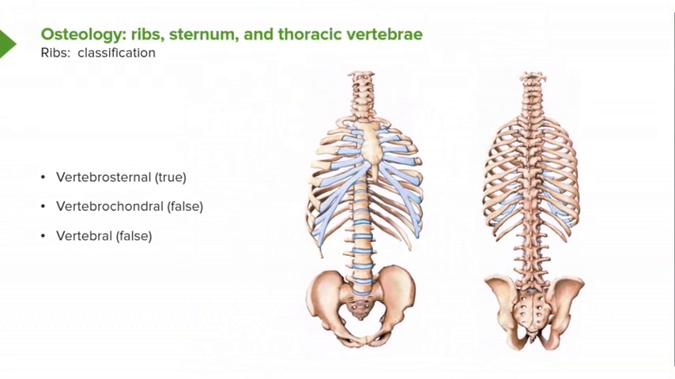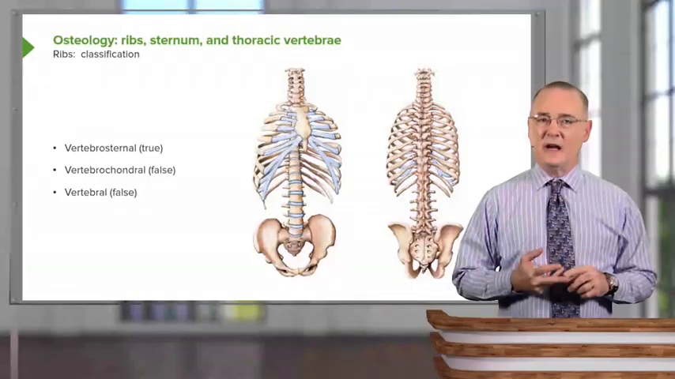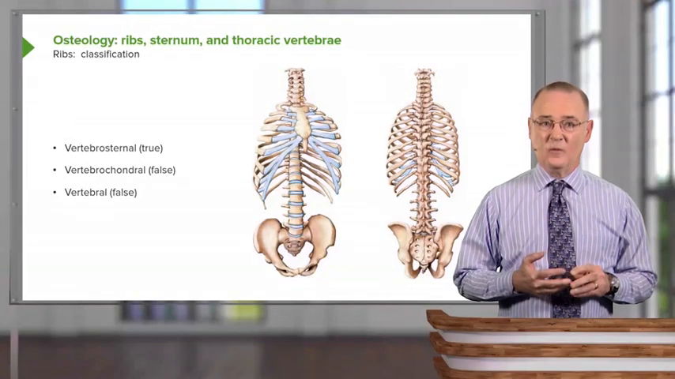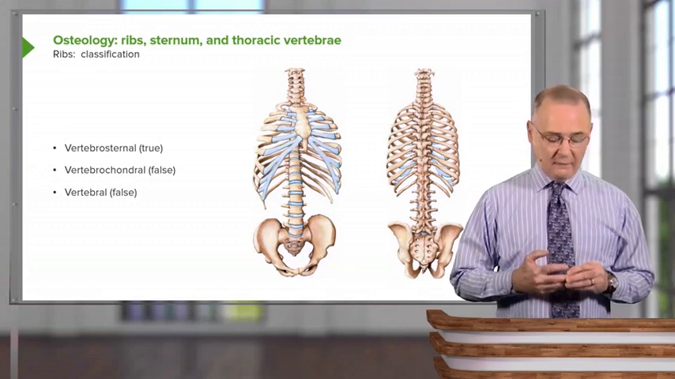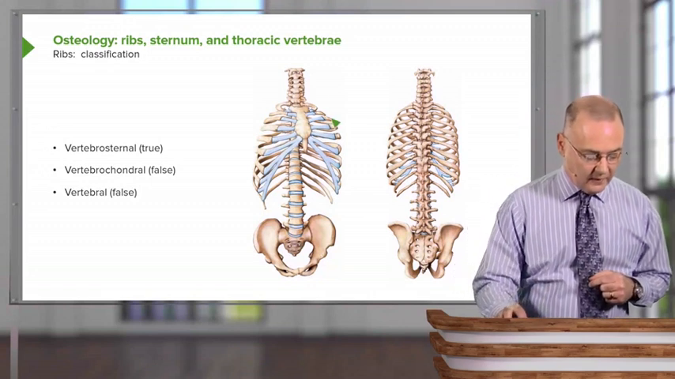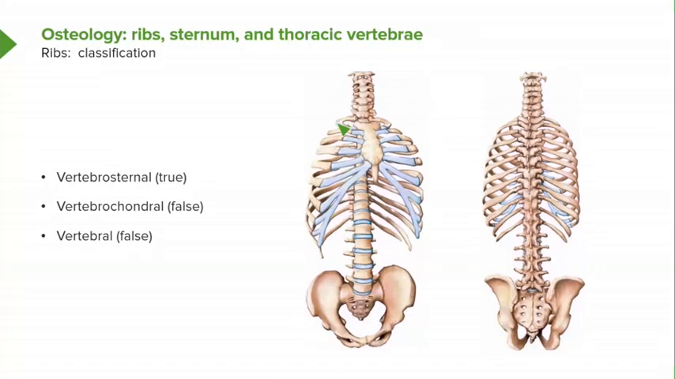Ribs can be classified on the basis of their attachments and whether or not they are true ribs or false ribs. We can categorize ribs as being vertebral sternal, vertebral chondral, or simply vertebral. Vertebral sternal ribs are the first 7 pairs, 1, 2, 3, 4, 5, 6, and then here is 7.